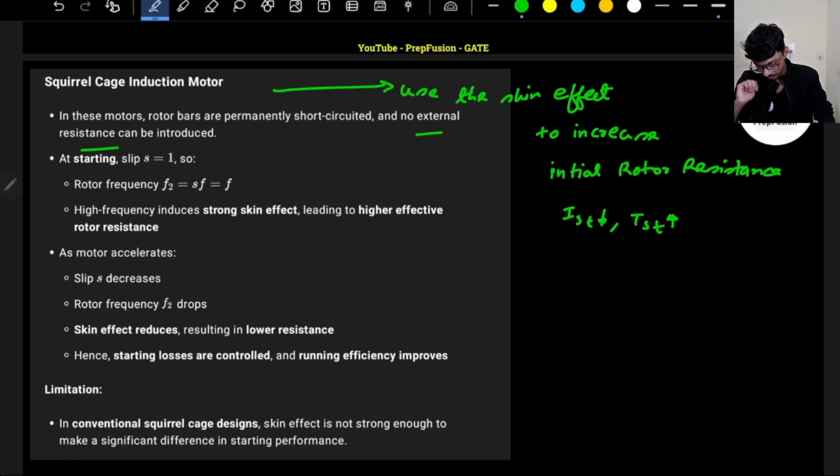But do remember what our slip frequency, the rotor frequency, is at starting. It is F2 equals S times F, that is F, which is basically 50 hertz, almost 50 hertz.